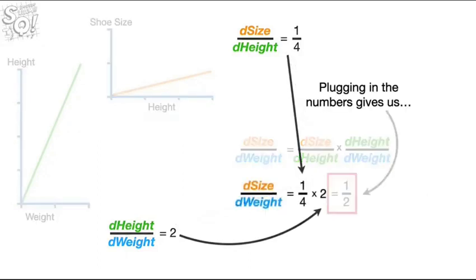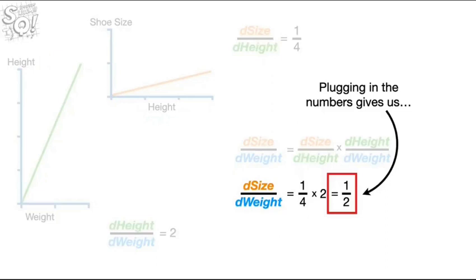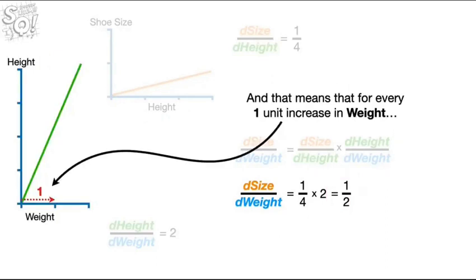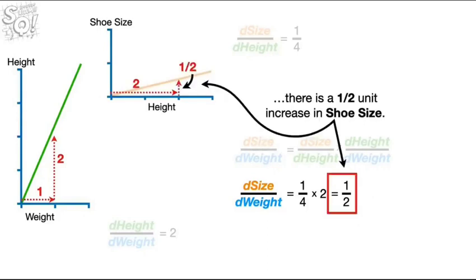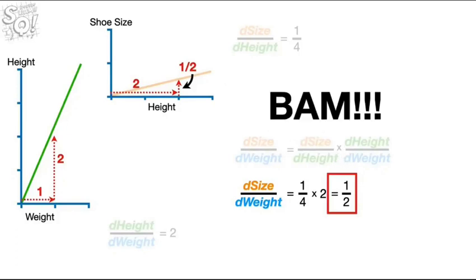Plugging in numbers gives us 1/2. And that means for every 1 unit increase in weight, there is a 1/2 unit increase in shoe size. Bam! Now let's look at a slightly more complicated example.